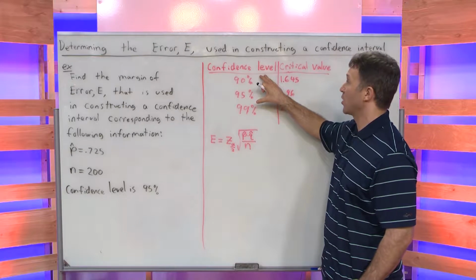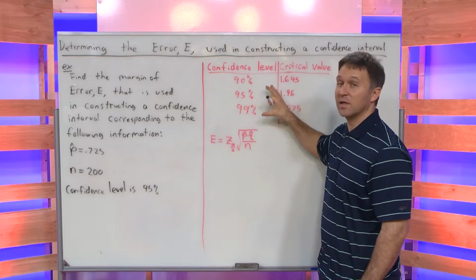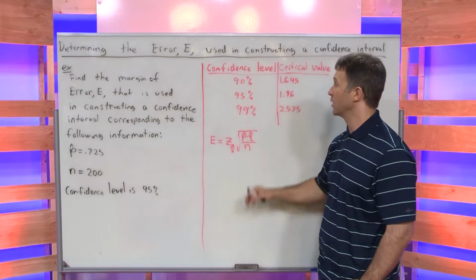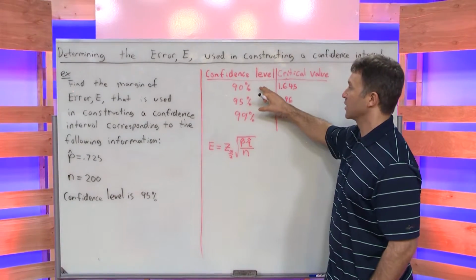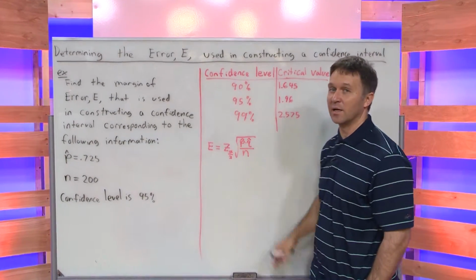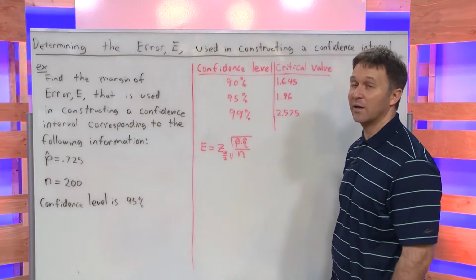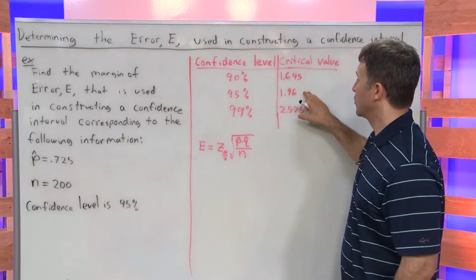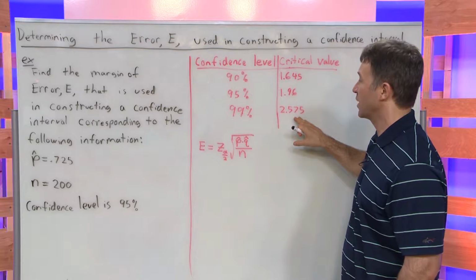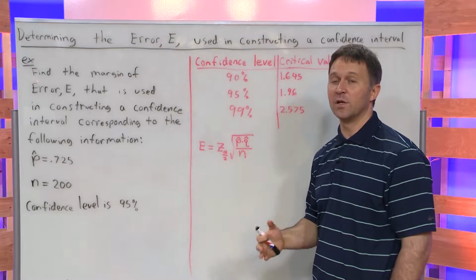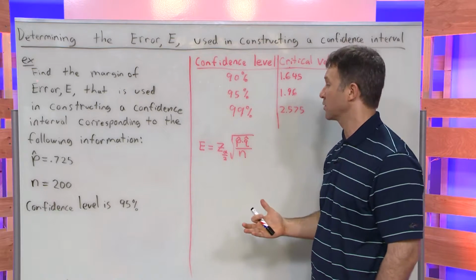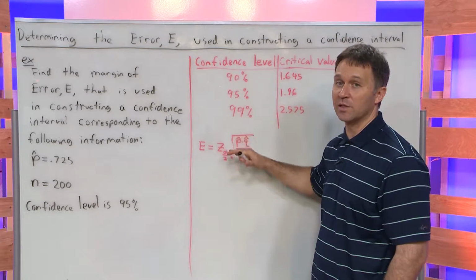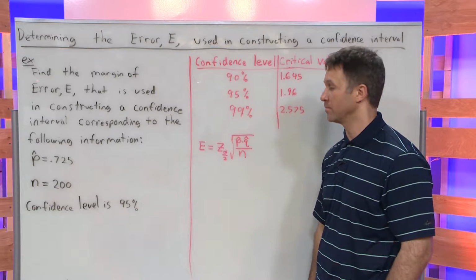Over here, we have this chart with common confidence levels. This chart is in your book. It's in the back of the book, and it's also on the cardboard pullout. So the common confidence levels are 90%, 95%, and 99%. The critical values corresponding to those levels are 1.645, 1.96, and 2.575. Now, we do have videos involving confidence levels that are not one of these three, but these three are the common ones, and you should be aware of these three.